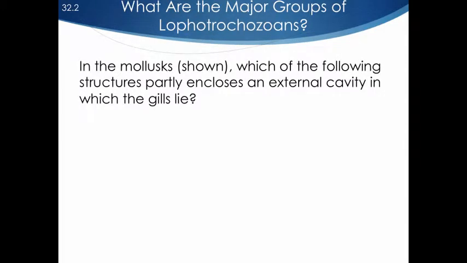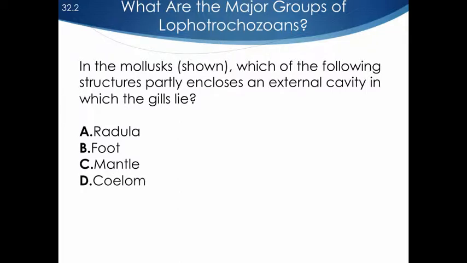So here's another question. In the mollusks shown, which of the following structures partly encloses an external cavity in which the gills lie? Is it A, radula, B, foot, C, mantle, D, coelom, or E, visceral mass? There's no diagram on this slide, so you can go back to the diagrams, look at the pictures, and come back and try to answer this question. I'll give you a couple seconds.